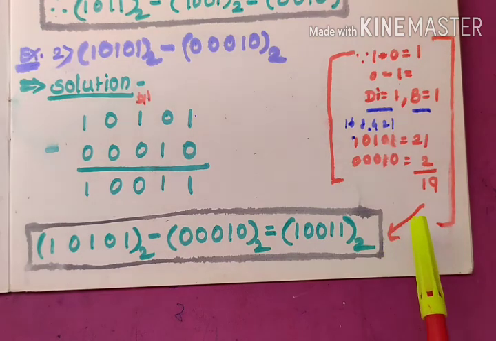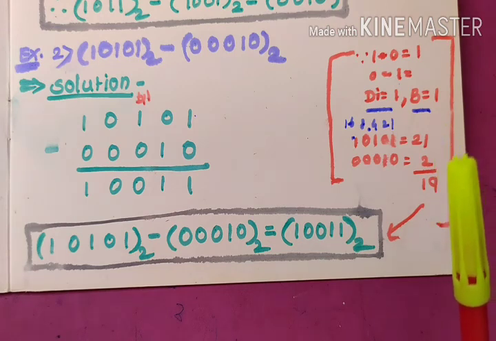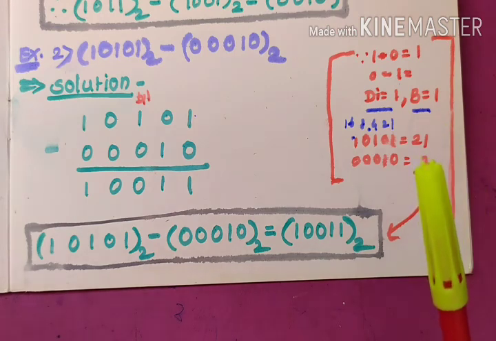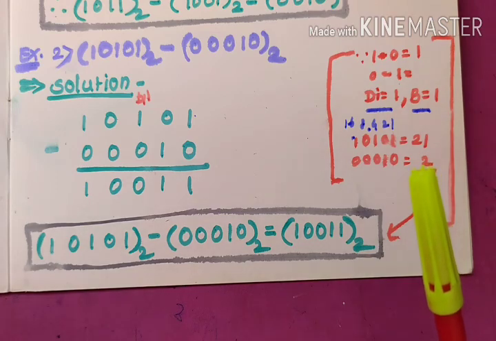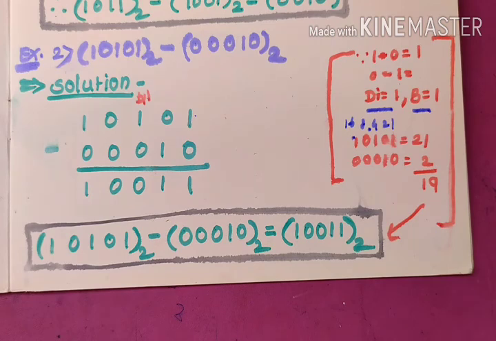So today we have learned about binary arithmetic, the binary addition rules and binary subtraction rules, and different types of examples. Okay, in the next lecture we'll study 1's complement subtraction and 2's complement subtraction. Okay, thank you.